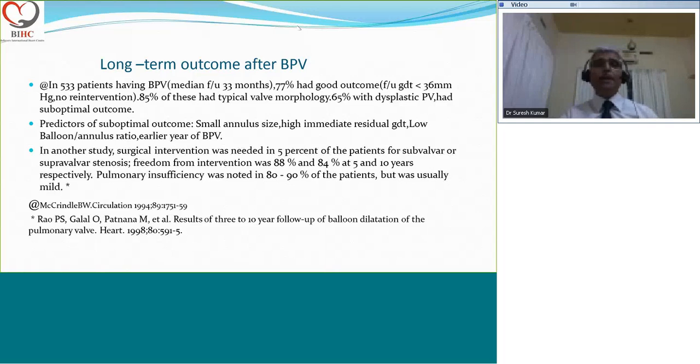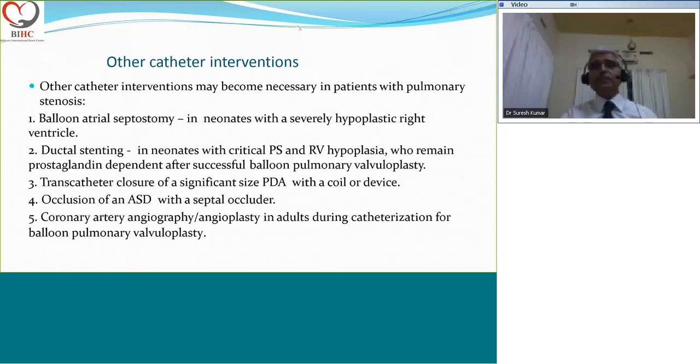There are a number of other catheter interventions that patients with pulmonary stenosis might require. As you know, in patients with a severely hypoplastic right ventricle, it may need a balloon atrial septostomy. In a neonate with critical PS and hypoplastic RV, you may need to stent the ductus to maintain the saturation. In an older child, you may need to do a transcatheter closure of a significant size PDA. You may need to close an ASD, and in the adult, you may need to do a coronary artery angiography or even angioplasty in the adult with PS.